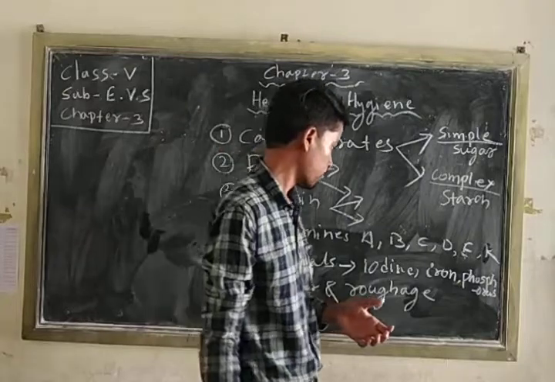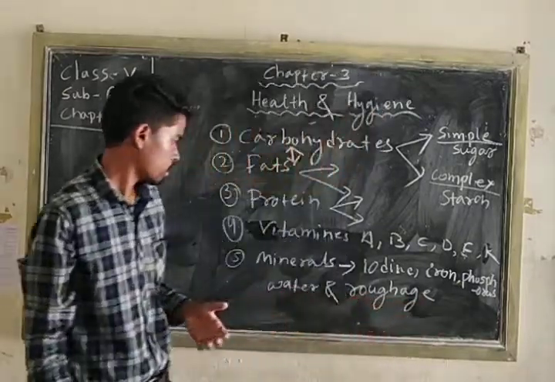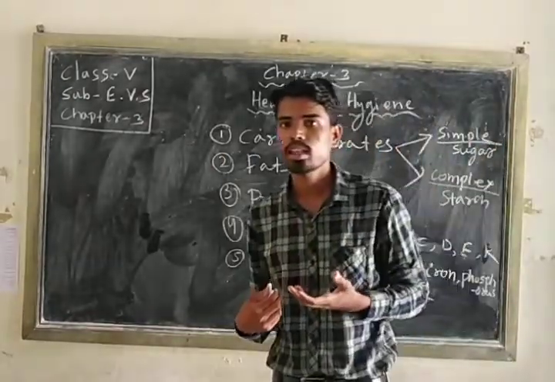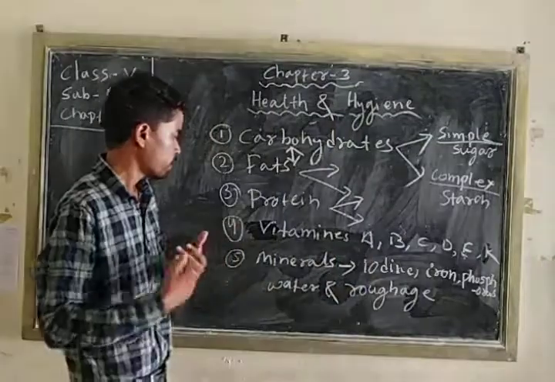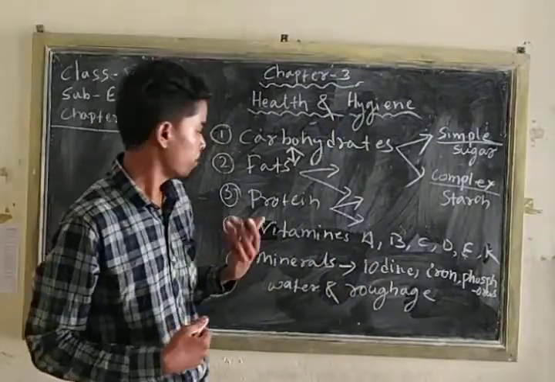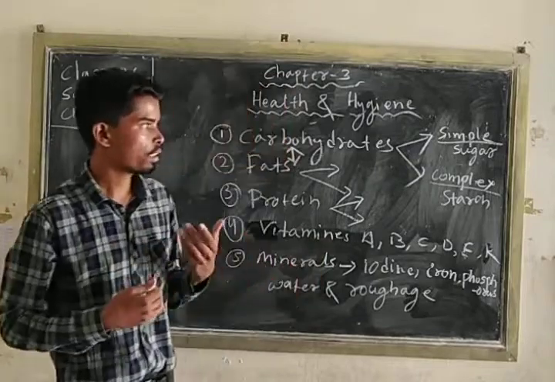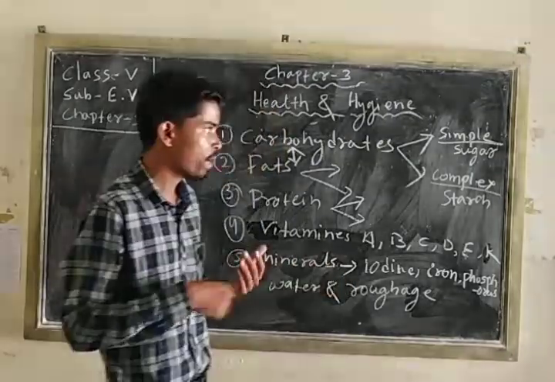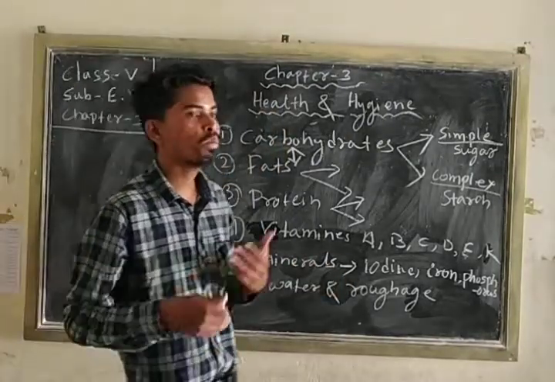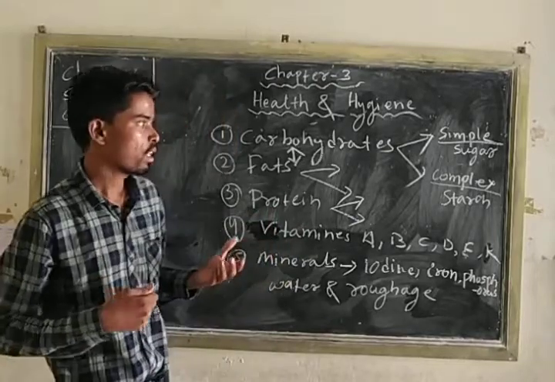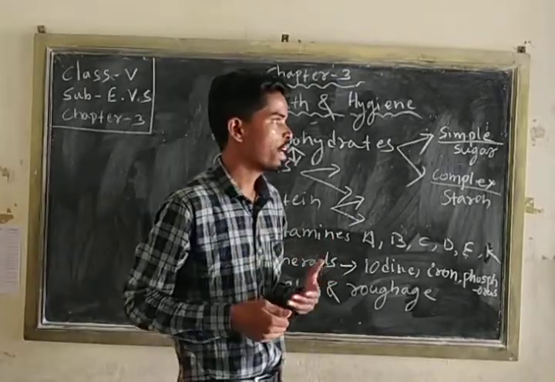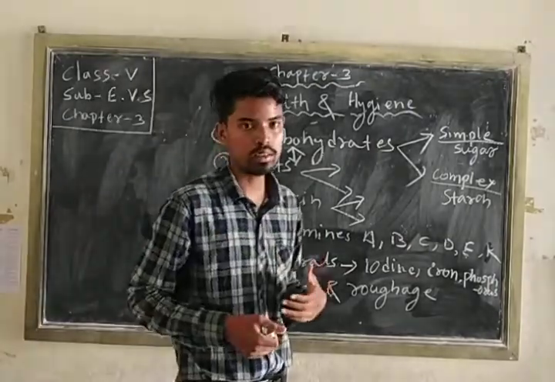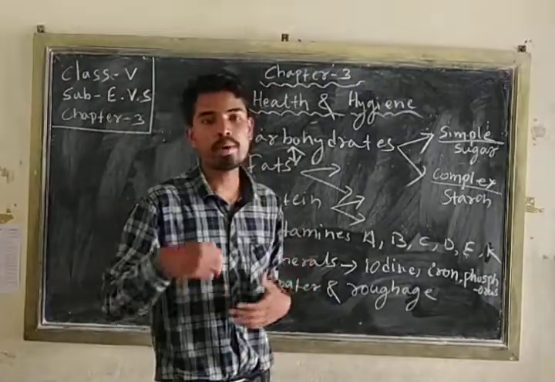Okay, and water. Our body requires a large amount of water in daily use, a minimum of 2 to 3 liters per day. Water keeps our body balanced and also removes waste material like sweat and urine. And roughage is the fiber.